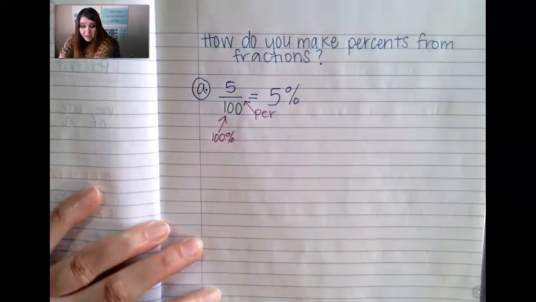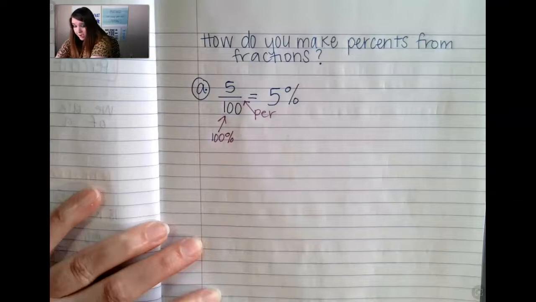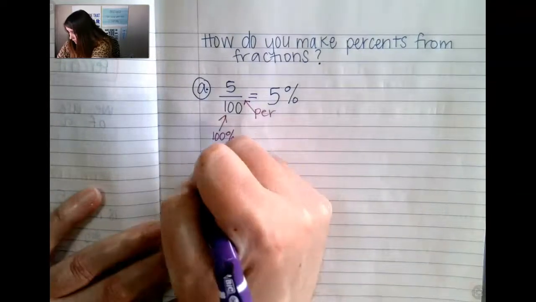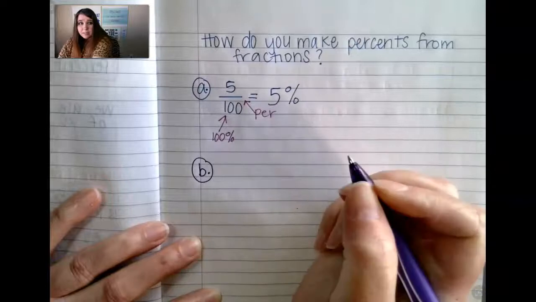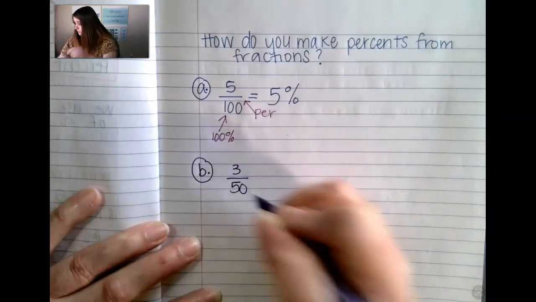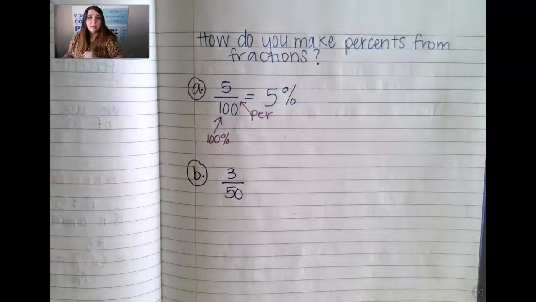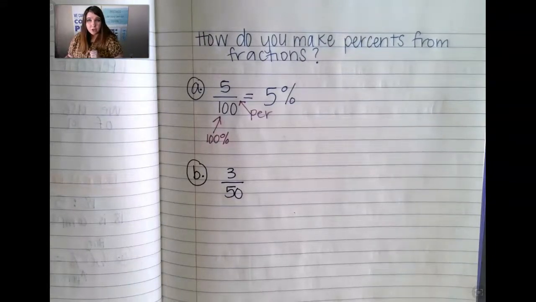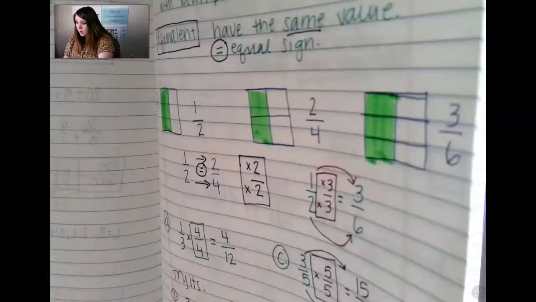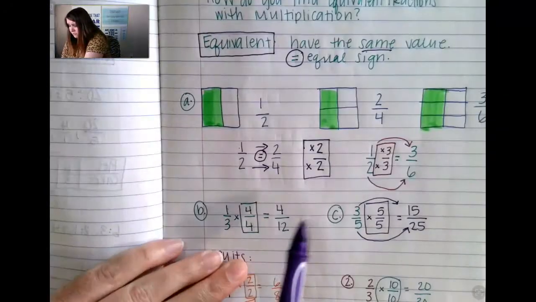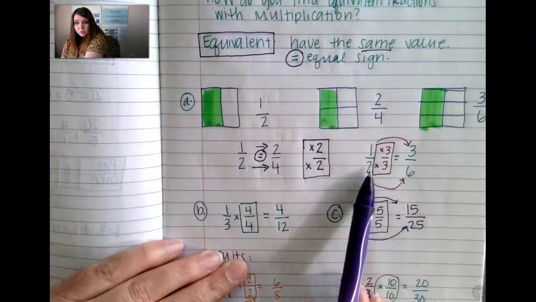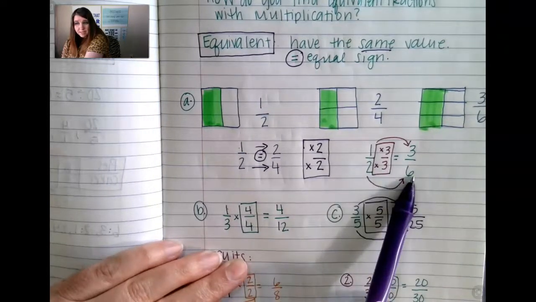Okay, let's do one that's not already out of 100. Let's say that I have example B. Example B says 3 out of 50. So our job is to get the bottom denominator to 100. So we're going to use what we know about creating equivalent fractions. We know that we can make equivalent fractions with multiplication when we look back in our notes, by just multiplying by a number to get that denominator.